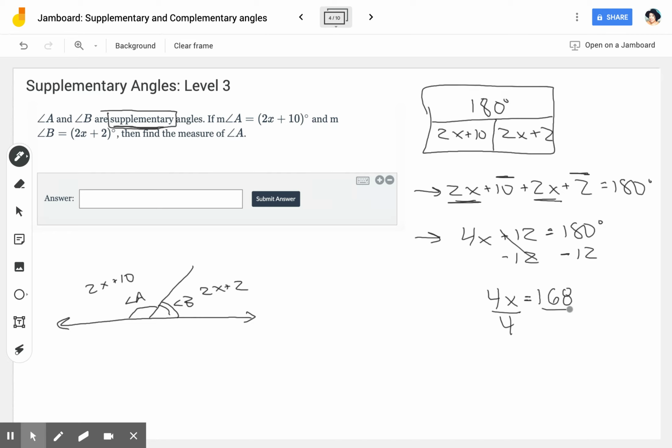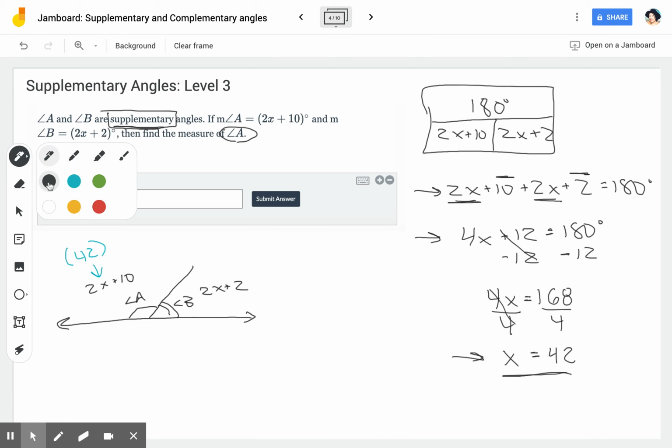But when we divide both sides by 4, we get that x is equal to 42. Okay, now they're not asking for x, and I know that a lot of us are going to be tempted to write 42 as our final answer. However, they're asking us to find the measurement of angle A. That means that the x that I got, I have to plug back into the equation.